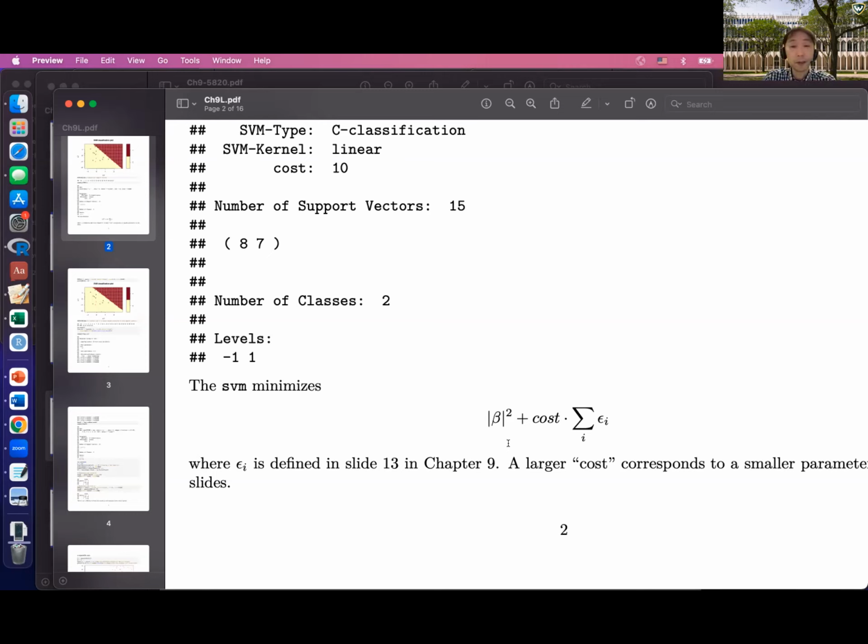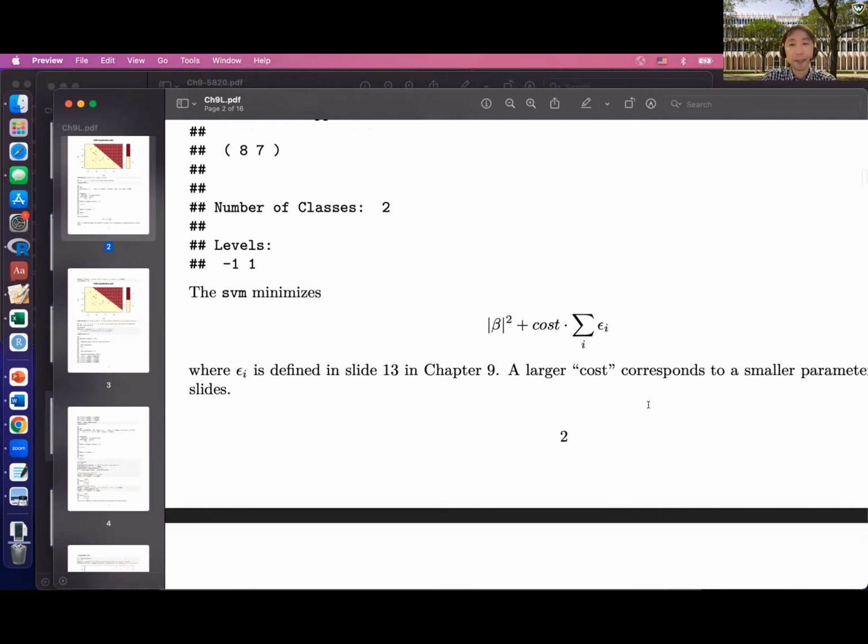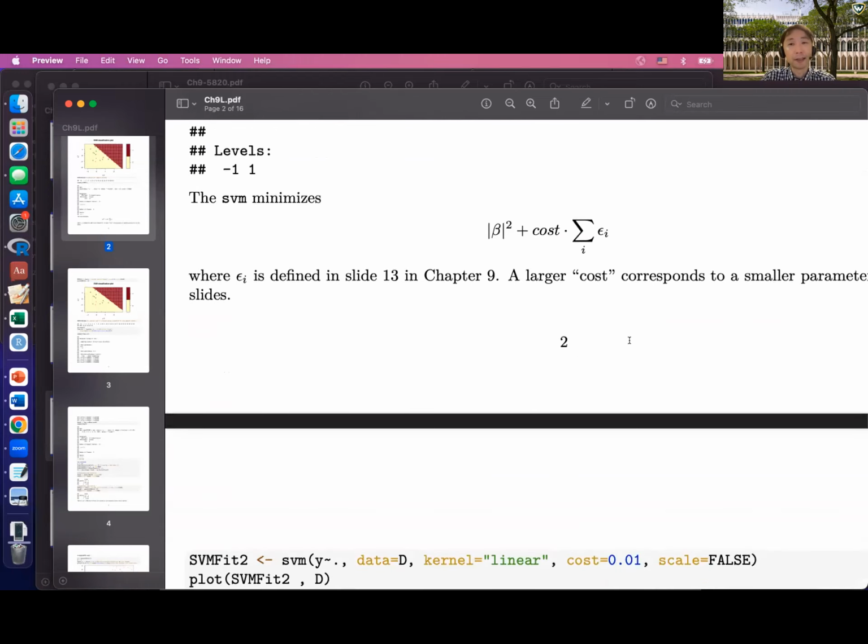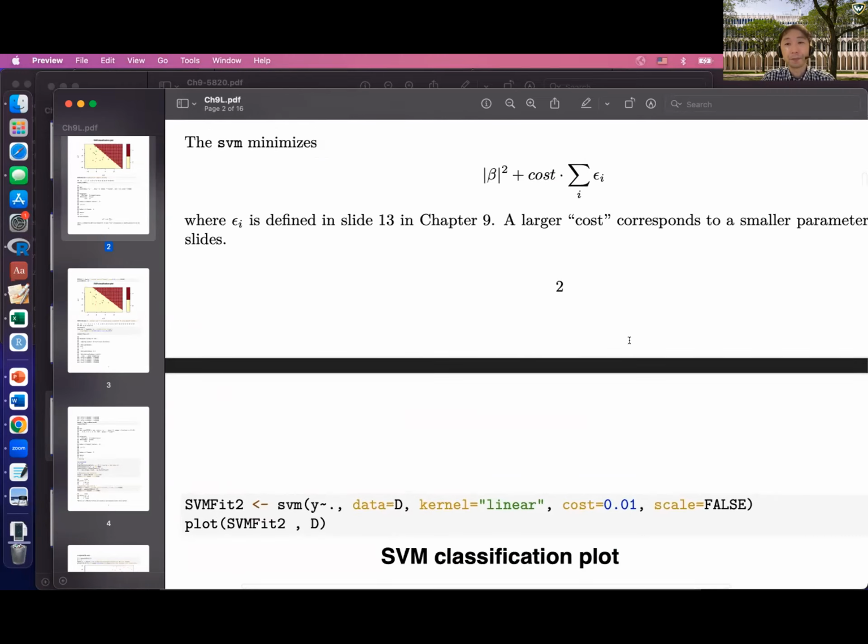Yeah, so the sum of the squared coefficients on the support vectors, the regression model, plus the cost times the summation of epsilon i. So if some observations violate the margin rule, then we have a large penalty on it. So basically, it cannot violate the M margin rule.